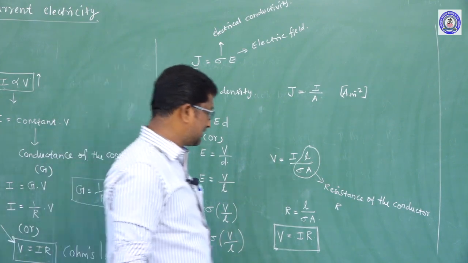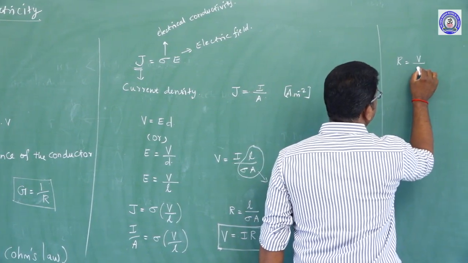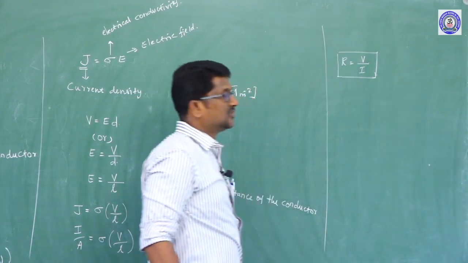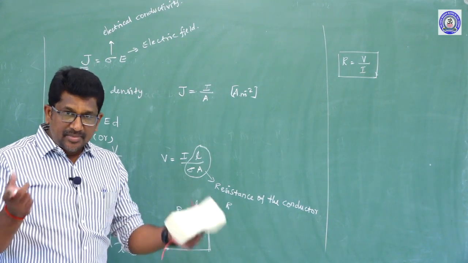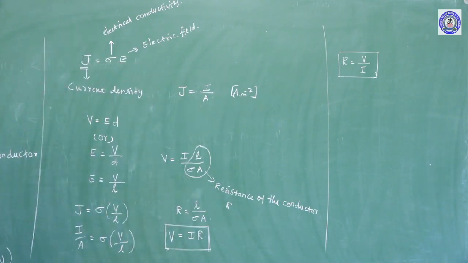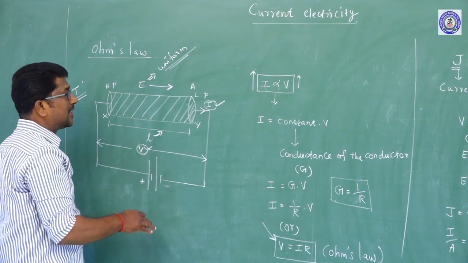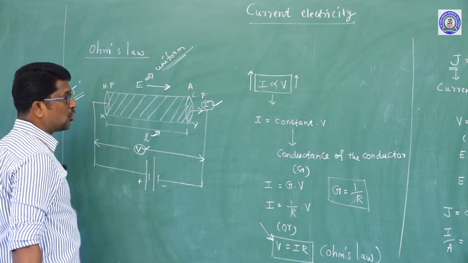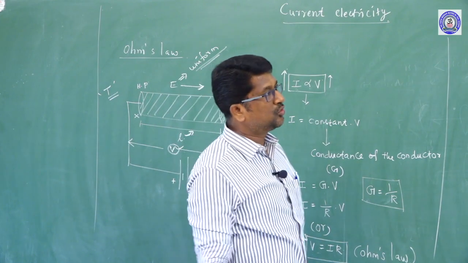But it is defined as the ratio of potential difference between the two ends of the conductor to the current flowing through the conductor. If you know the magnitude of the steady current flowing through the metallic wire and the potential difference applied across its two ends, we can calculate the resistance of this metallic wire by using the relation R equals V divided by I.